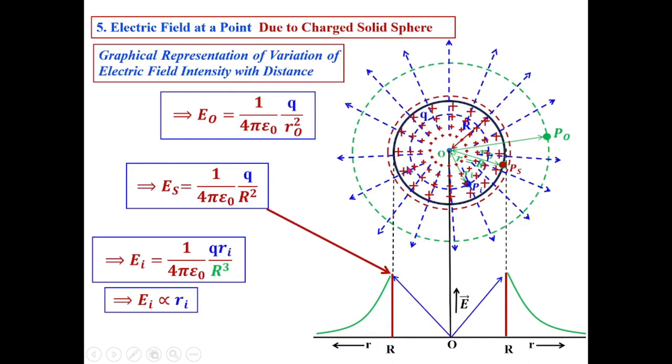This is the expression of electric field intensity if the point is outside; this is the expression on the surface of the sphere; and this is the expression inside the sphere. In this class, we are going to discuss in detail an infinitely long, uniformly charged solid cylinder. For that we have to consider a solid cylinder having the radius R.